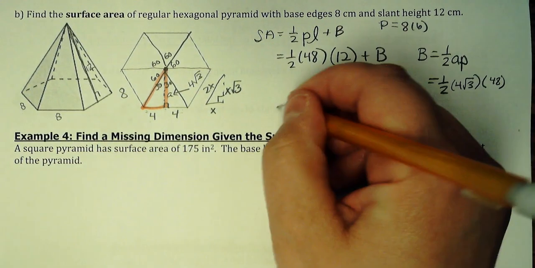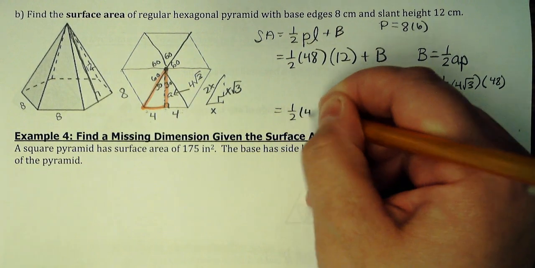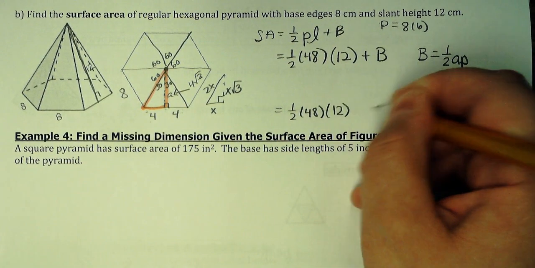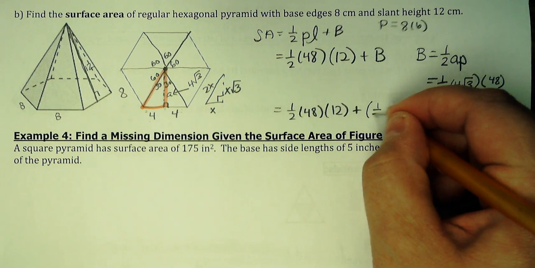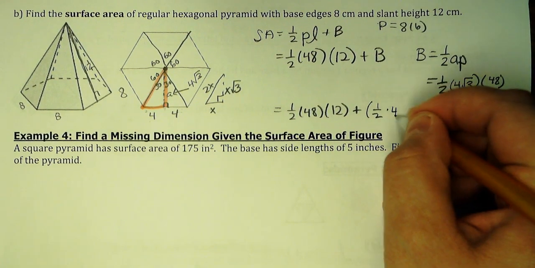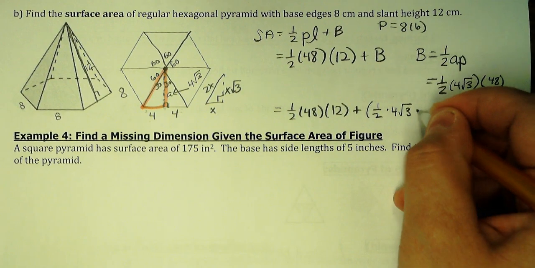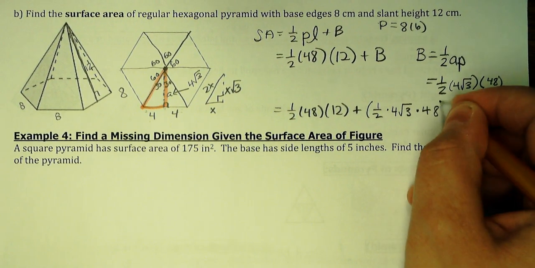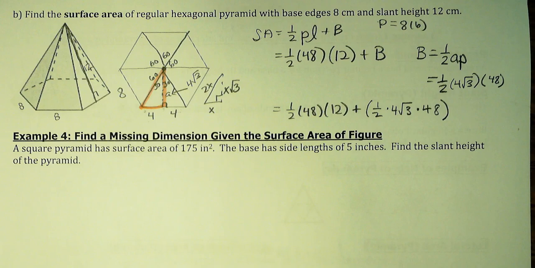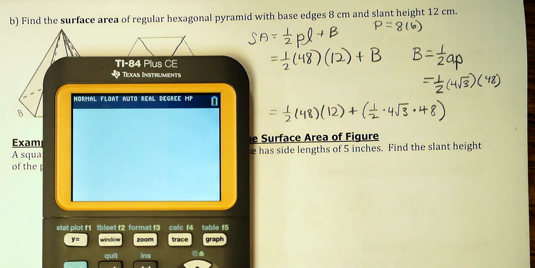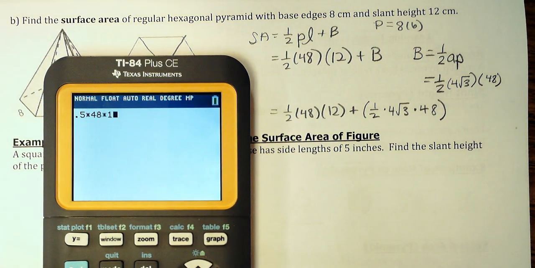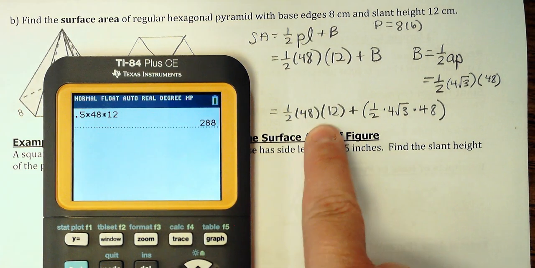Okay, so as I go for my calculator, I am going to actually do one quick thing, and that's going to be to put this in parentheses because I want to add the entire area of the base, so I'm going to kind of separate these as I do the problem here. So you can type a fraction or you can type the 0.5 times 48 times 12. So that's going to give me my lateral area.